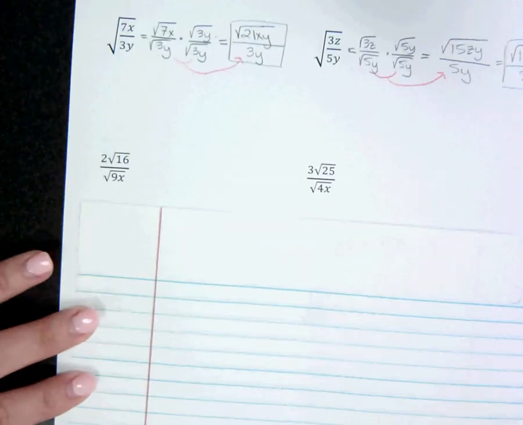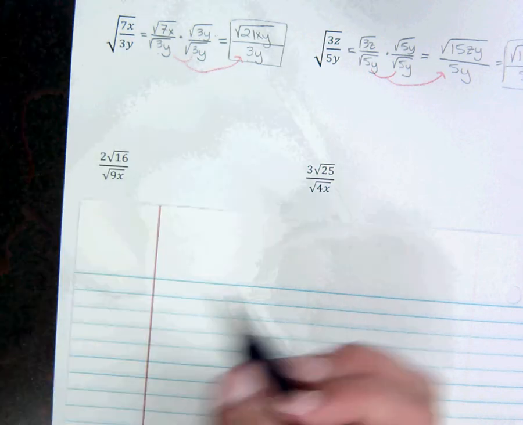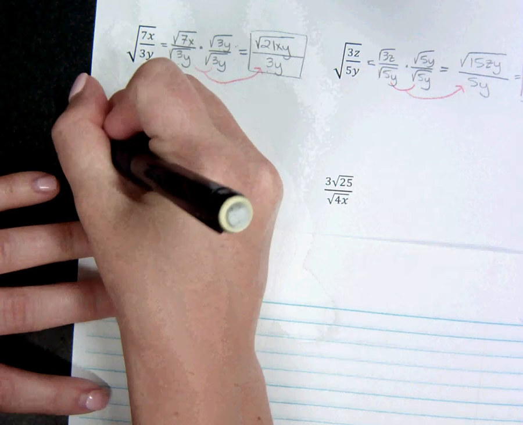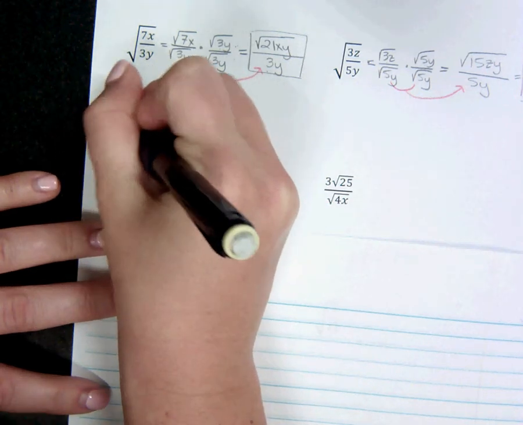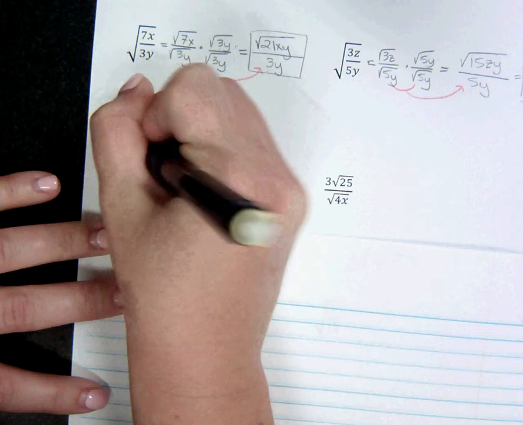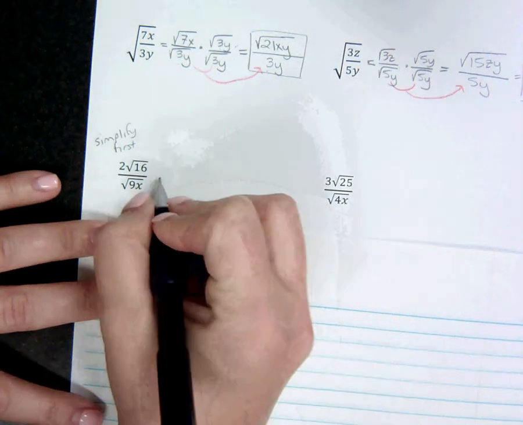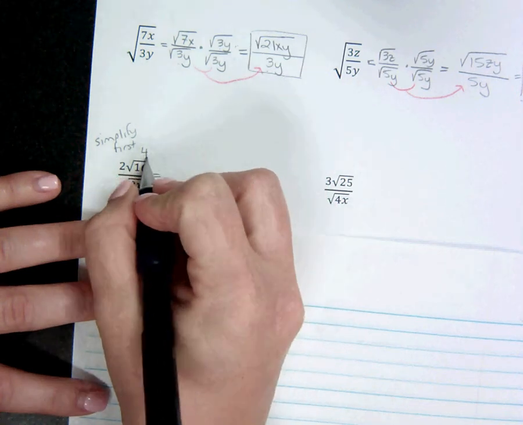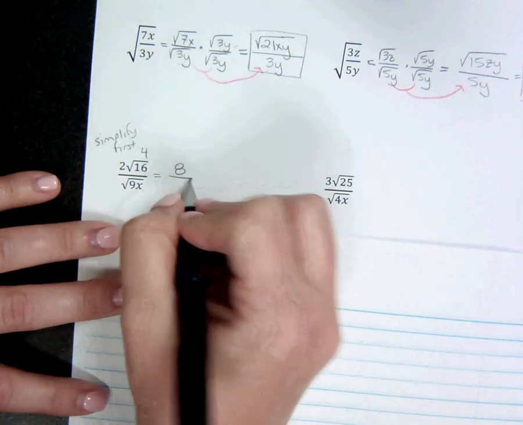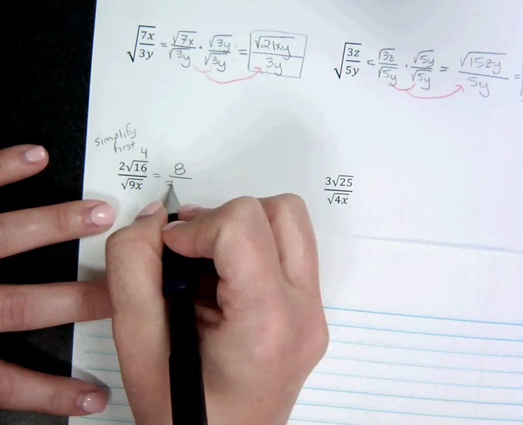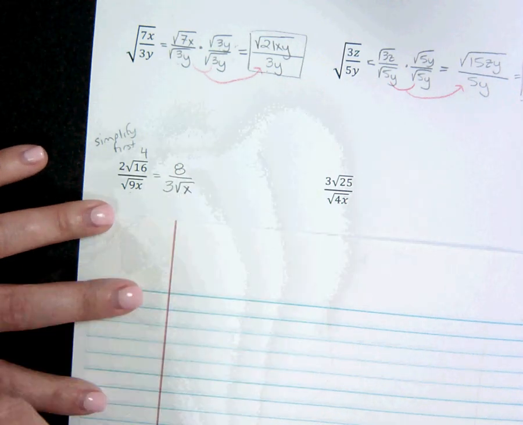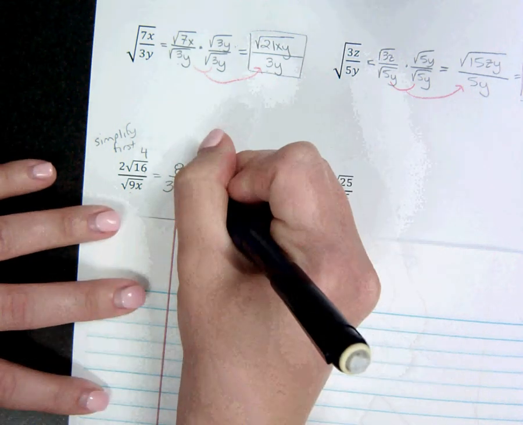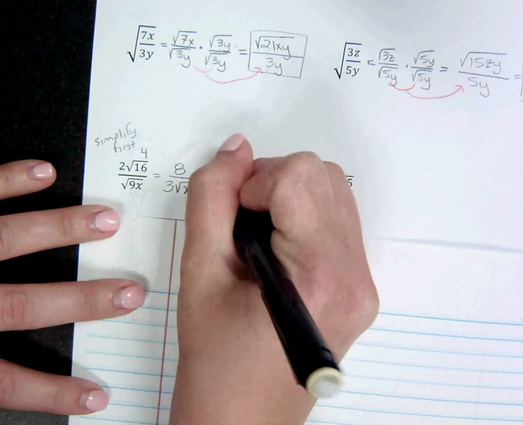Alright, let's look at some more of these. We have 2 radical 16 over radical 9x. If you can simplify first, you don't have to, but the numbers get smaller and much easier to work with. So when I see radical 16, it's much easier to work with it if it's just 4. And 2 times 4 is 8. And when I see the square root of 9, well, that's just 3. And then the only thing that's really under a radical is x. So if I can simplify that first, I only have to multiply by radical x.